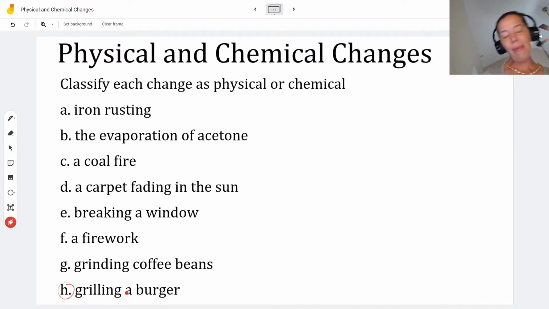And H, one of my favorite summer pastimes, is grilling a burger. So if you are grilling or you are cooking, then you are going to be undergoing a chemical change there. Again, you'll also see a color change. So you start with the raw hamburger, which is kind of reddish, and you end up with a cooked burger, which is kind of grayish, maybe with some black grill lines.